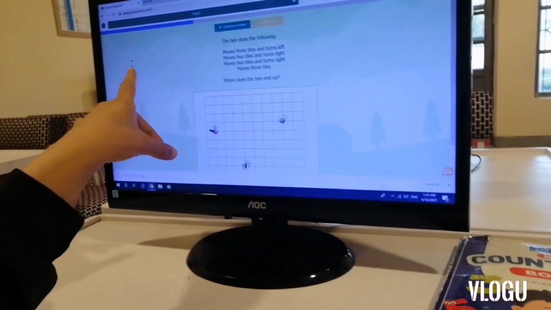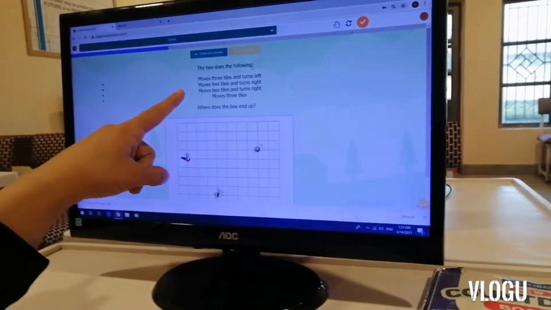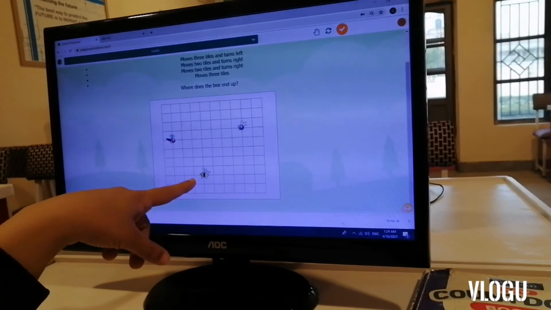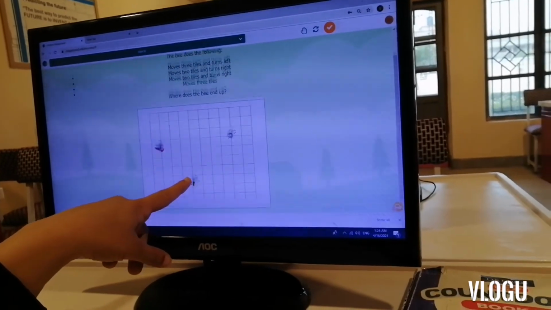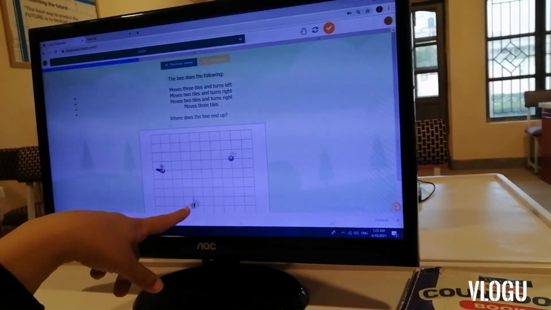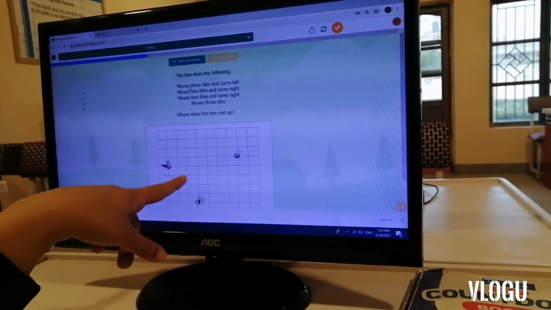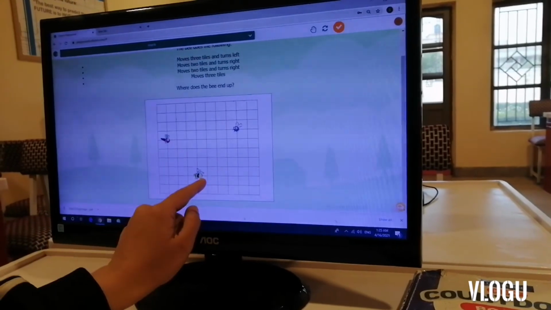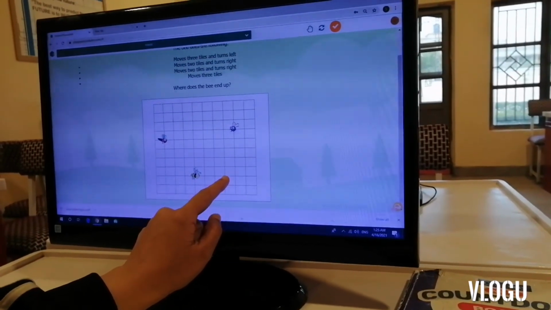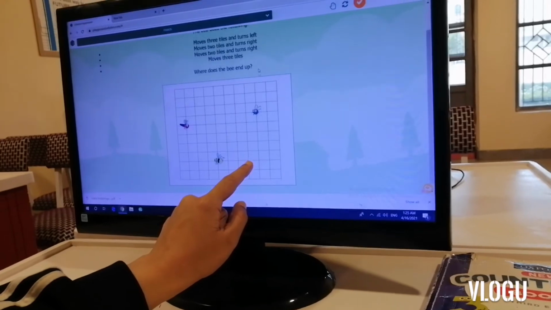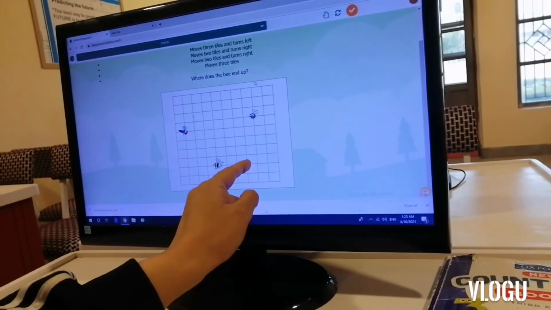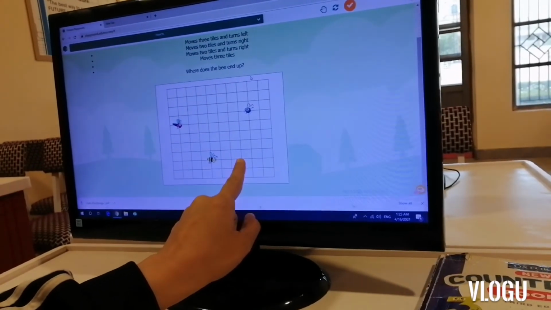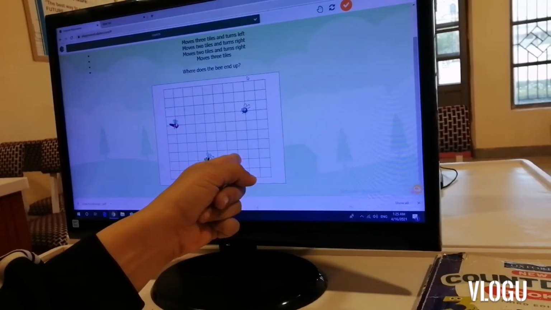Here the first question: the bee does the following. I see the dragonfly, another fly, and this is the bee. These instructions will be followed by the bee only. The first instruction is move 3 tiles. The bee moves 1, 2, 3, 3 tiles. And turn left. So left would be there. Turn here. Now move 3 tiles and just turn.